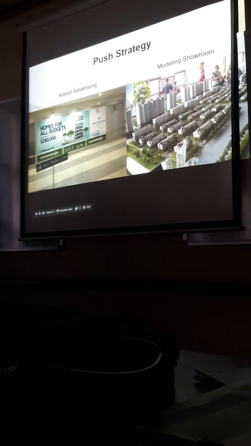Second, I will talk about push strategy. As I already said, Koreans are one of the most potential for us to invest in, so they tend to go travel. So the airport is a good place for us to advertise and promote ourselves. A modeling showroom is also a good method for us to promote ourselves. Maybe we should put some modeling showrooms in Vivo City or Crescent Mall, where Koreans tend to come and they can see us.